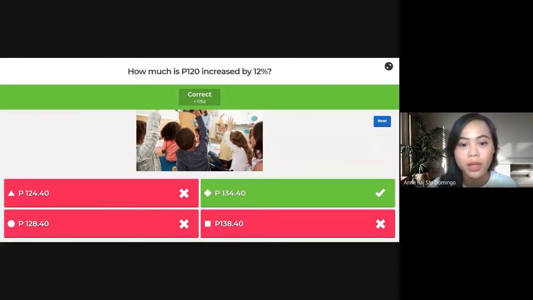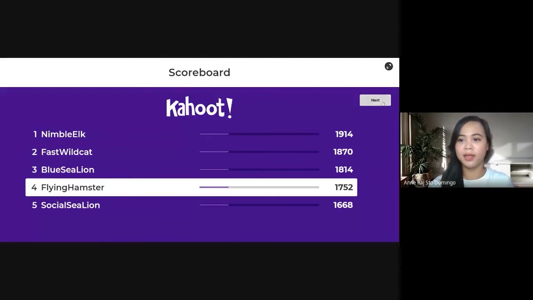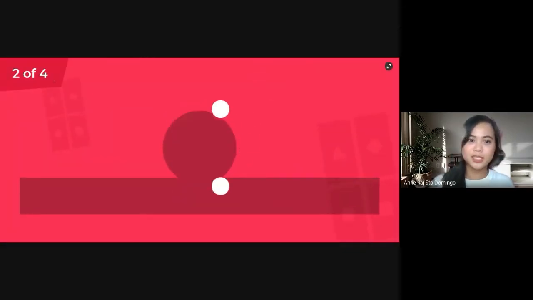Ilan yung ating 12% ni 120? That is 14.4. So, we have the correct answer, 134. So, very good to the 3 students who got it correct. So, ayan. So, next question.